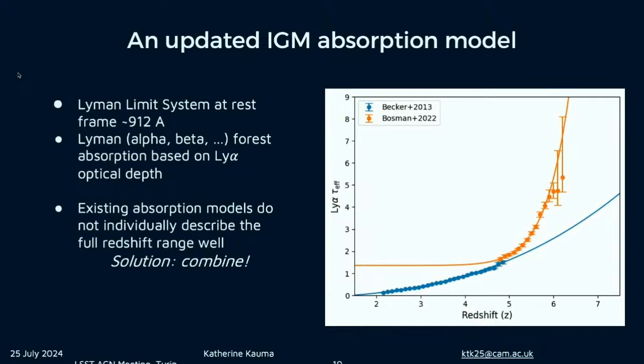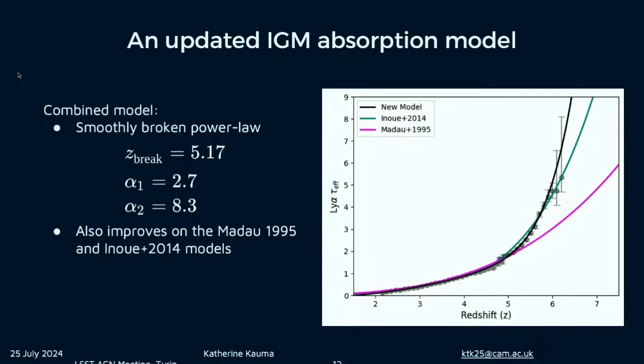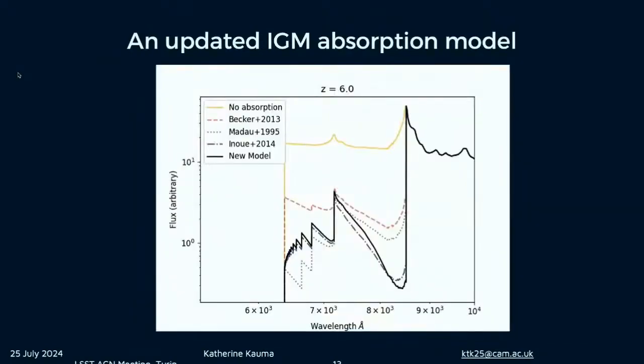So I thought the best thing to do was to just combine them, and this was relatively straightforward with a smoothly broken power law. Additionally, this is an improvement on both the commonly used 1995 model and a more recent model by An et al., which you can see here. This is the Maddau model. This has a pretty significant effect on the flux. Here, this is no absorption. This dashed line is the model, and then you go down to the Maddau model, which has not enough absorption here, but too much further down in the forest. And then my model in black and the An model are very similar.